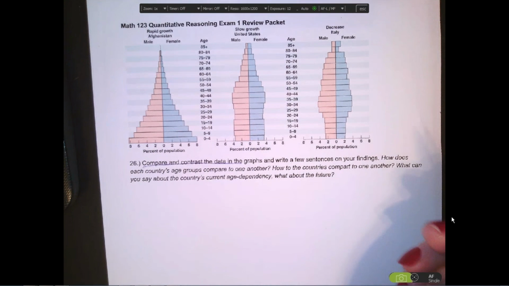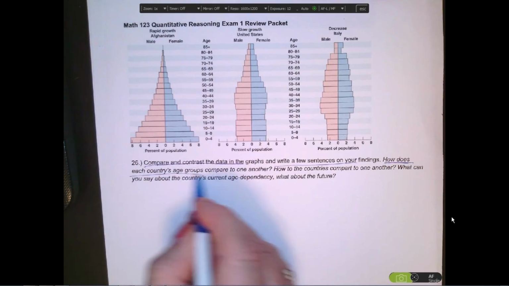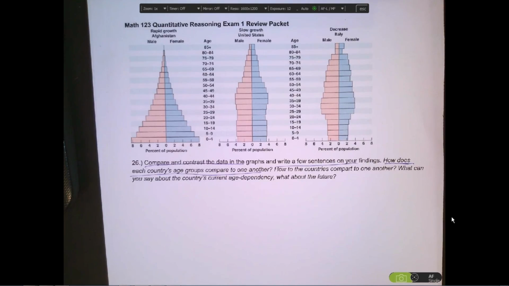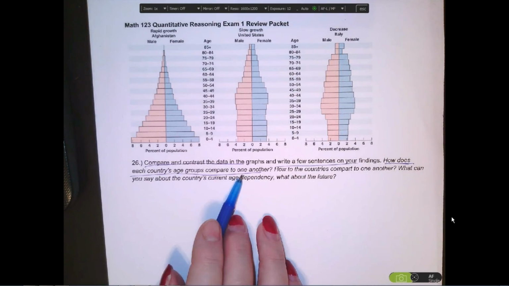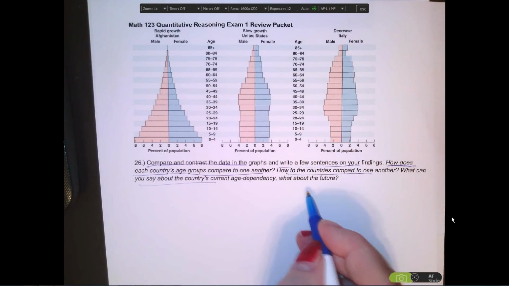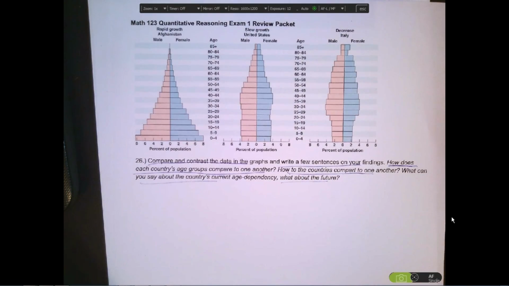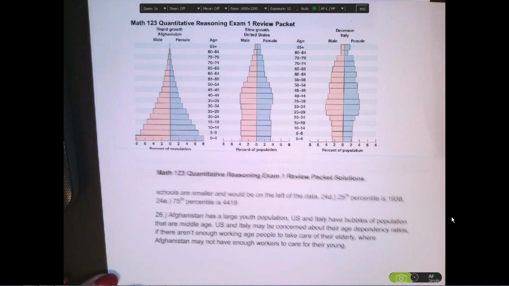And the last one, it just says make some observations. Okay. Actually, this one says compare and contrast the data. Write a few sentences on your finding. This one you have to give specific observations. How does each country's age group compare to one another? How do the countries compare to one another? What can you say about the country's current age dependency? What about the future? So there's a lot of very specific things they want answered. There's not one right answer.